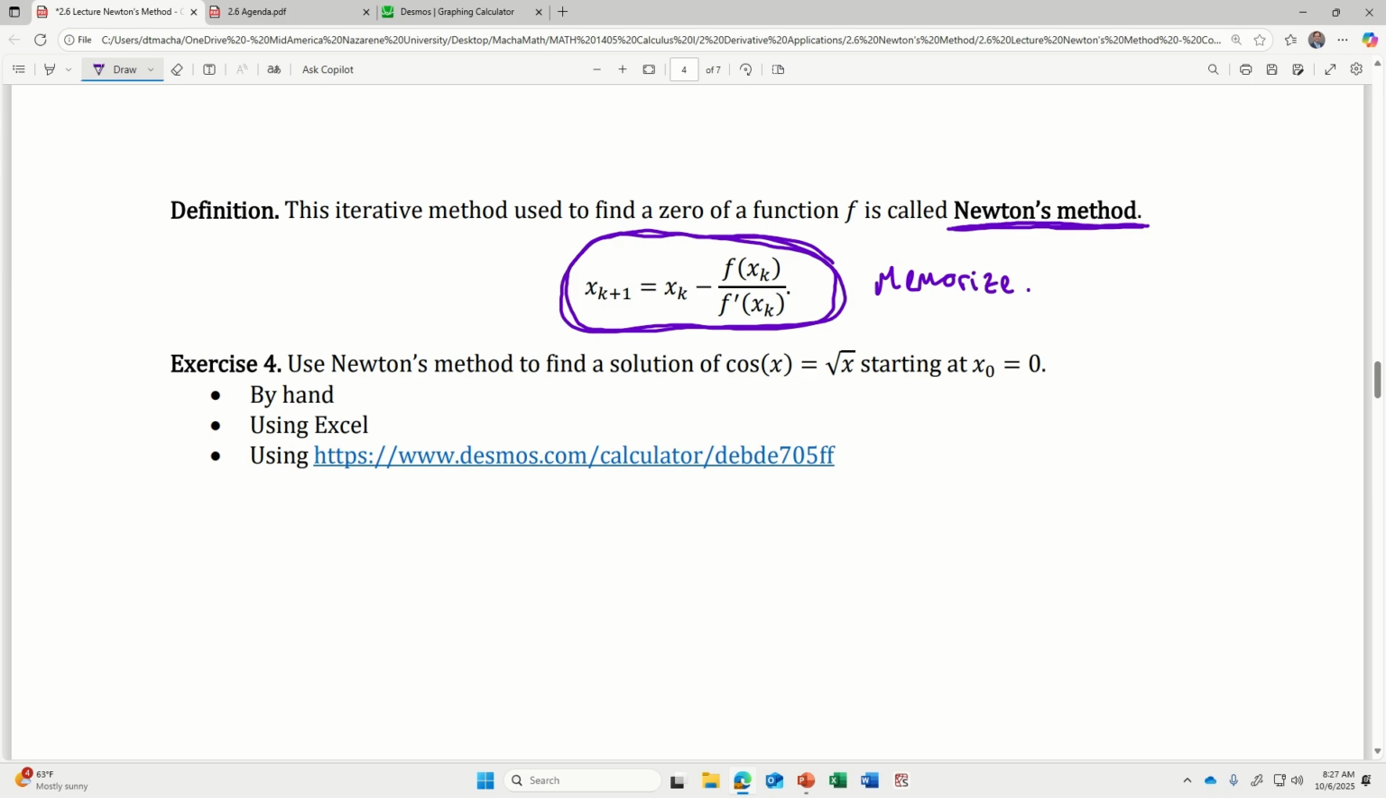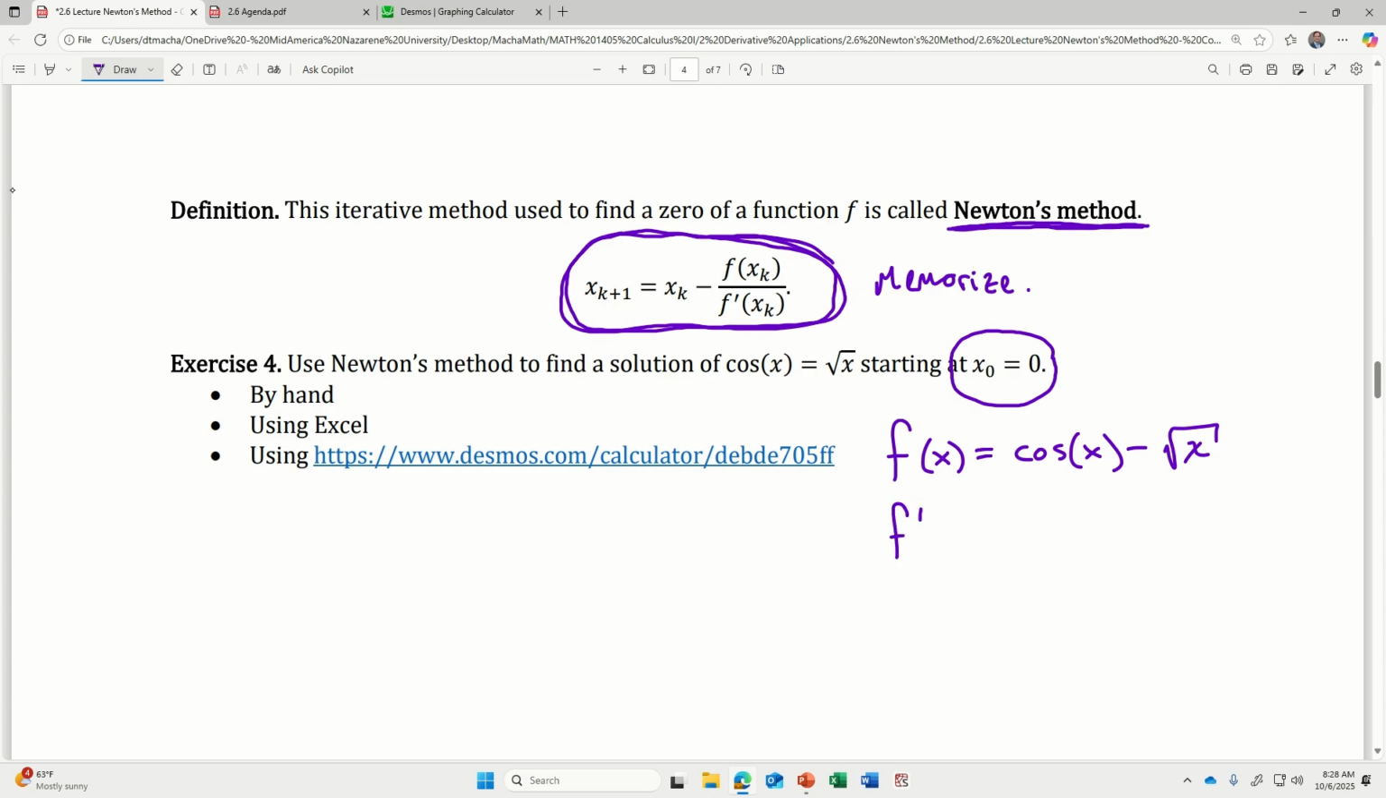And exercise 4 says, use Newton's method to find a solution of cosine of x equals square root of x, starting at, and this is my initial iterate that I'm supposed to use, x0 equals 0. So let me show you how to do that. We're going to define my function f to be cosine of x minus square root of x. That way, if I find a 0 of f, I solved my equation.